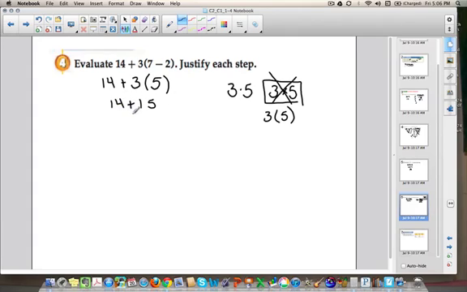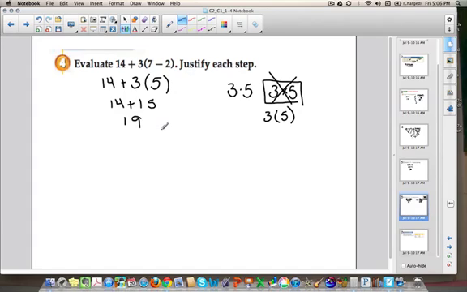Now I'm going to go back to the beginning of the order of operations. Are there any parentheses? No. Are there any exponents? No. Is there any multiplication or division? No. Is there any addition or subtraction? Yes, I have 14 plus 15, and that equals 29.